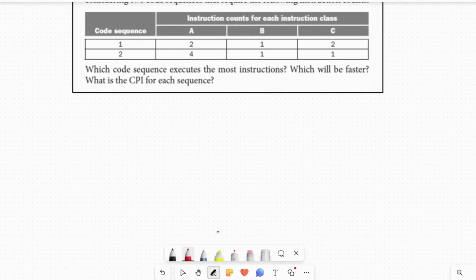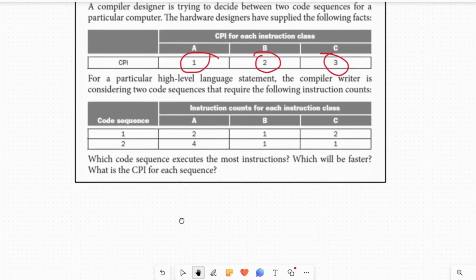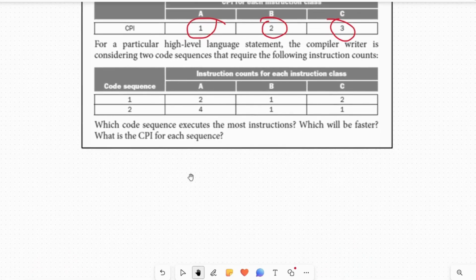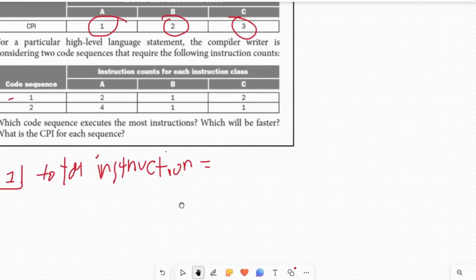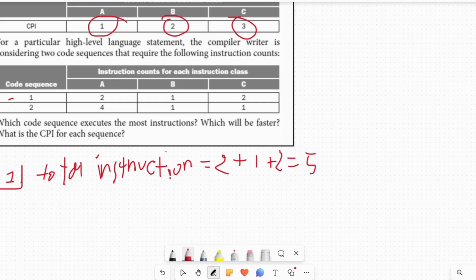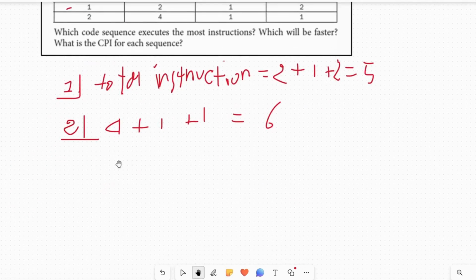Which code sequence executes the most instructions? We have to sum all of these values. For code sequence 1, the total instructions are 2 plus 1 plus 2, this is 5. And for sequence 2, this is 4 plus 1 plus 1, which is 6. So these are the values.